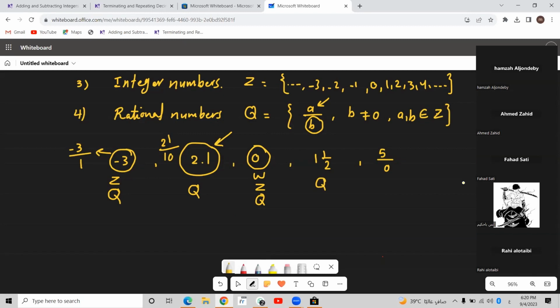Fahd, are you there? Yes. Okay, tell me, Fahd. 5 over 0. Is it natural? No. Is it whole? No. Is it integer? No. Is it rational? Yes. No, it's not rational. You know why? Because it's over what? What's the number down here? Zero. That's impossible. This is the condition here: b not equal 0. So this number doesn't belong to any of the previous sets.